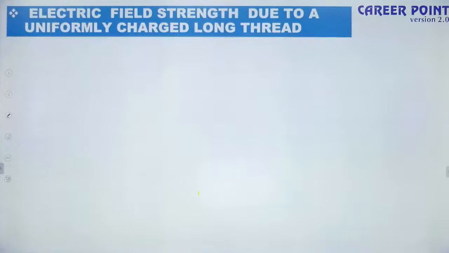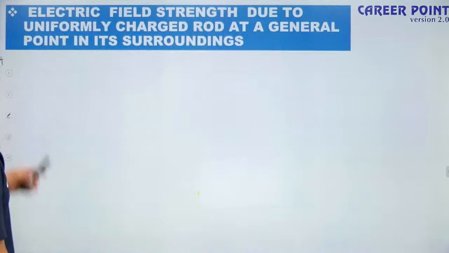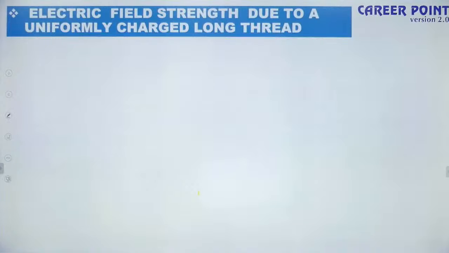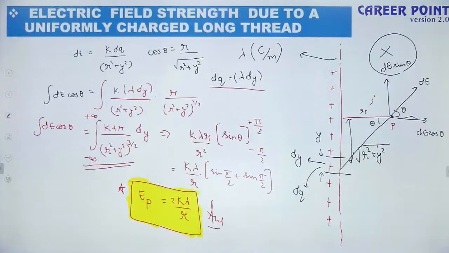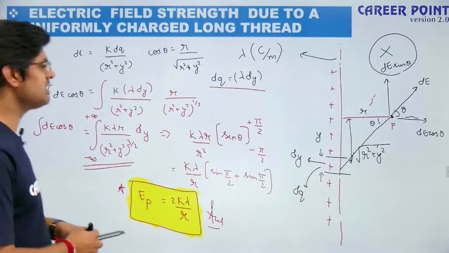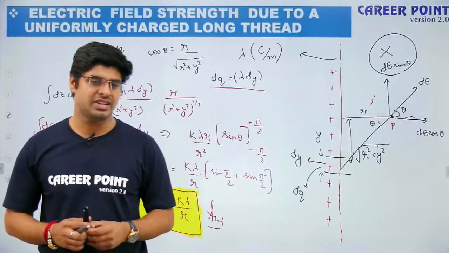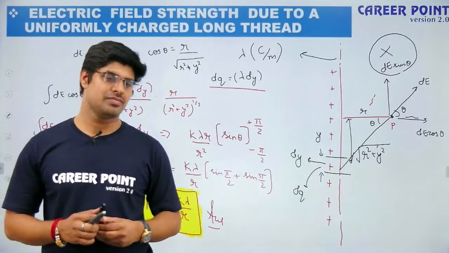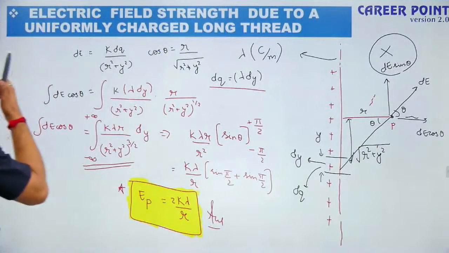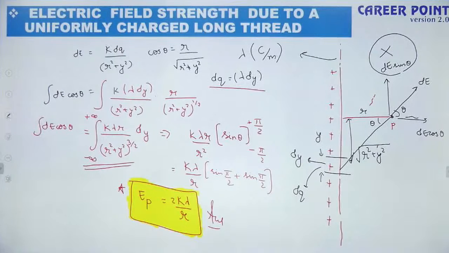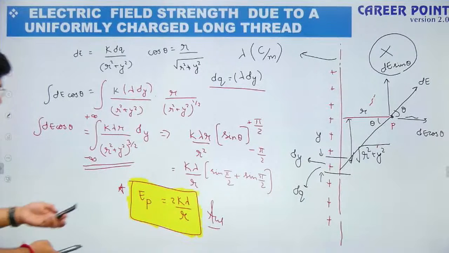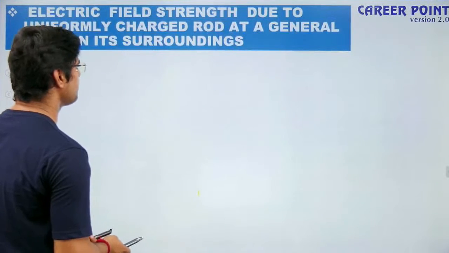So now, electric field strength due to a uniformly charged long thread, that is already finished. Electric field strength due to a uniformly charged rod at a general point in its surroundings, that we will continue in the next class. Whatever we have covered till today, please revise it and then attend the next class. Okay. So in that case, suppose we have to solve this integral.